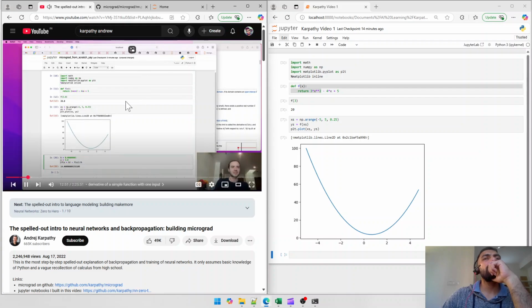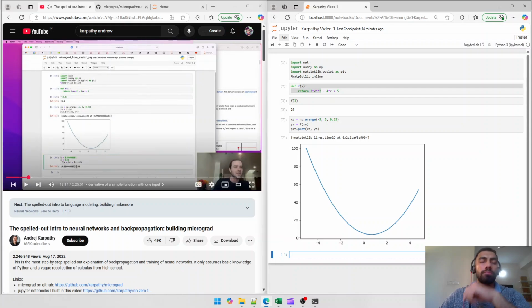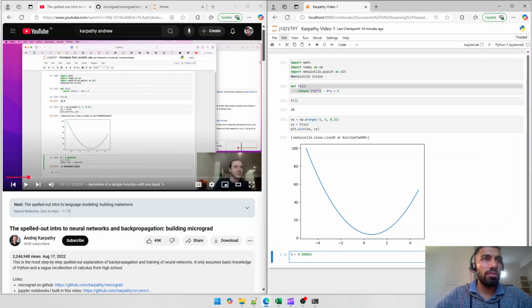But basically, at 3, the slope is 14. And you can see that by taking 3x squared minus 4x plus 5 and differentiating it in our head. So 3x squared would be 6x minus 4. And then we plug in x equals 3. So that's 18 minus 4 is 14. So this is correct. So h is the very small change that we want to do.